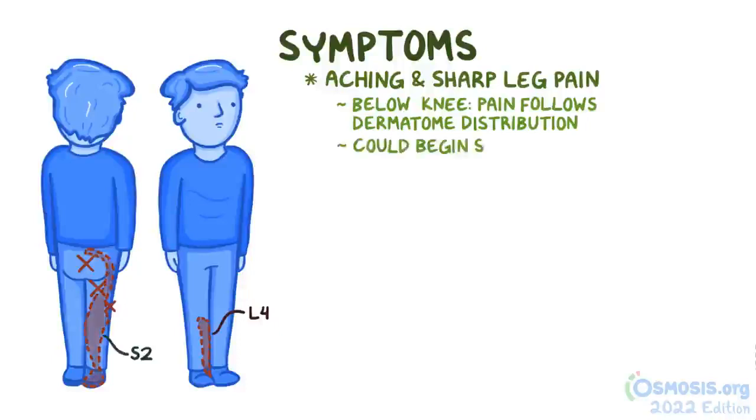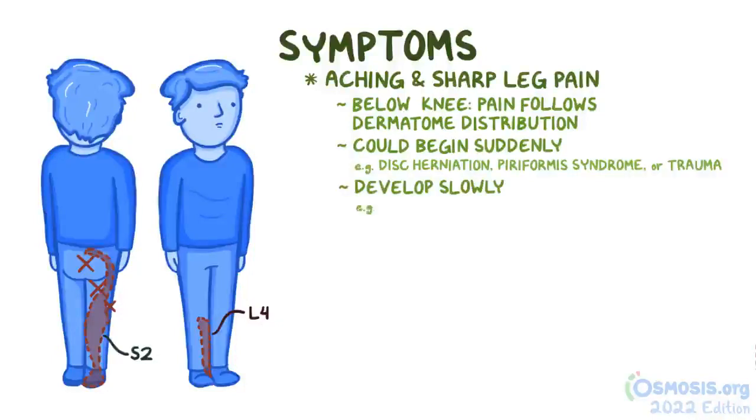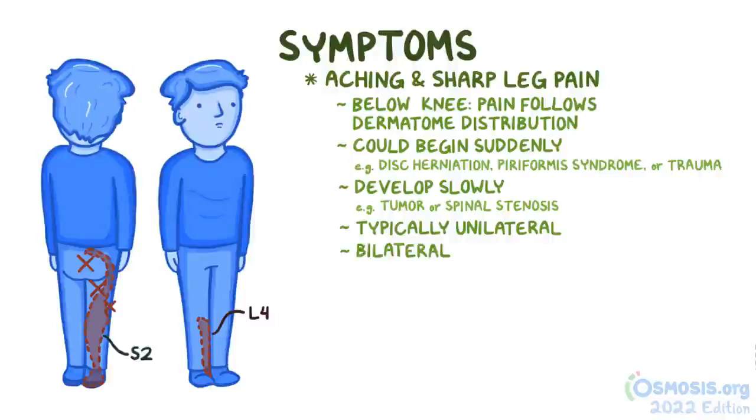This pain could begin suddenly, usually with disc herniation, piriformis syndrome, or trauma. It could also develop slowly, like if it's caused by a tumor or spinal stenosis, where the pain increases over time. Sciatic pain is typically unilateral, meaning it's only located on one side. Bilateral sciatica, where both legs are affected, can occur with central disc herniation, lumbar stenosis, or spondylolisthesis.